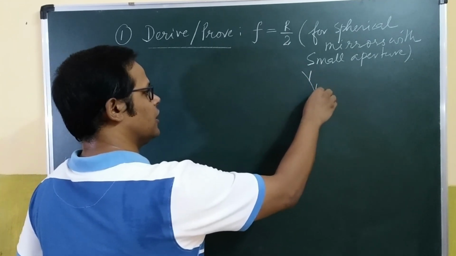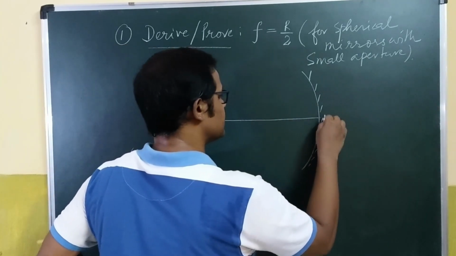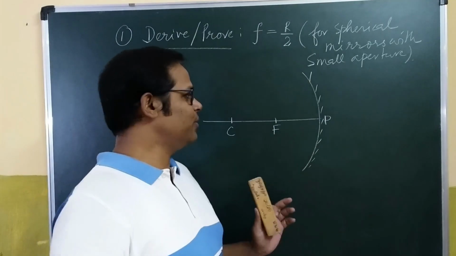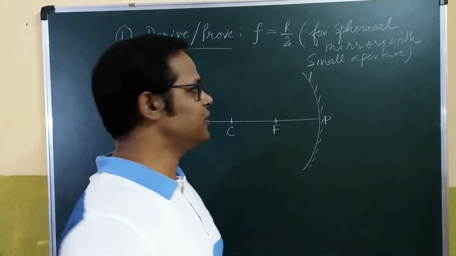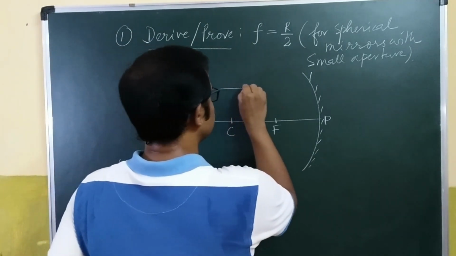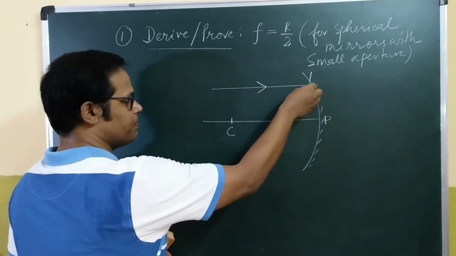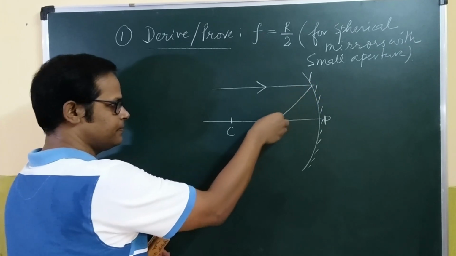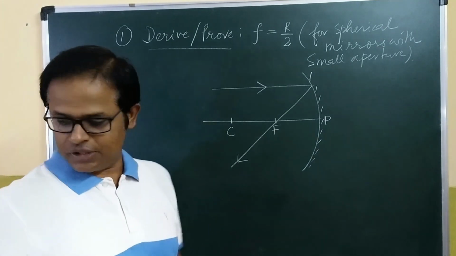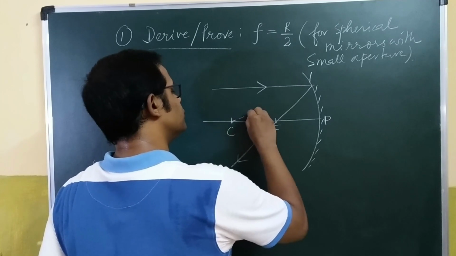Yes, this is your concave mirror. Get your principal axis correct. P, F, C. Now we will draw a simple principal ray to derive that relation. We know that a ray of light incident on the mirror parallel to the principal axis always passes through the focus. We will use this simple principal ray to derive this first relation. Clear? Okay.